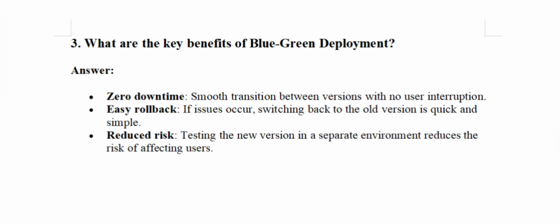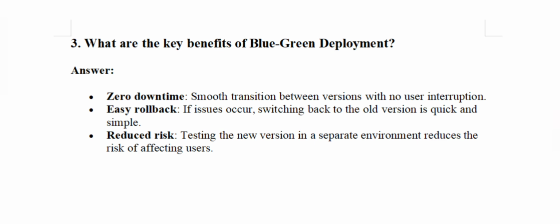Question number 3 is, what are the key benefits of blue-green deployment? So there are three key benefits of blue-green deployment, which are zero downtime, easy rollback, and reduced risk. So for zero downtime, it is smooth transition between versions with no user interruption. Like the traffic transitions from blue to green very smoothly without any user interruption. Then comes easy rollback. If any issue occurs, then switching back to the old version is quick and simple. That is, switching back from green to blue is quick and simple.